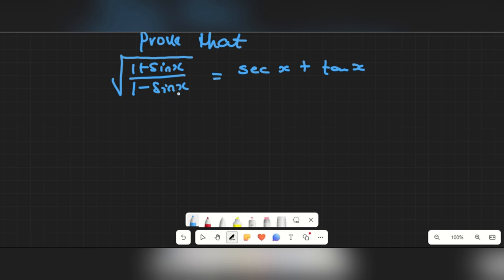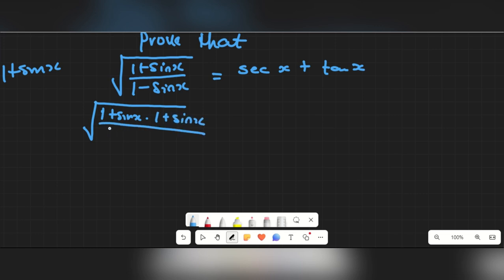So I'm going to be dealing with the denominator so as to work faster. I'm going to be having 1 minus sine x, so the conjugate of 1 minus sine x will be 1 plus sine x. So I'm going to be using 1 plus sine x to multiply both the numerator and the denominator. So I'm going to be having 1 plus sine x multiplied by 1 plus sine x, all over 1 minus sine x multiplied by 1 minus sine x.